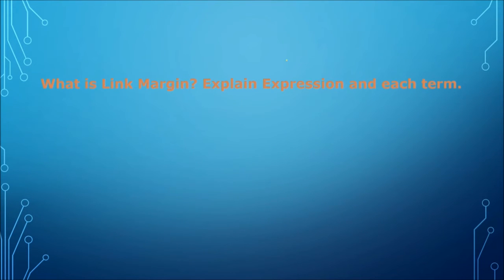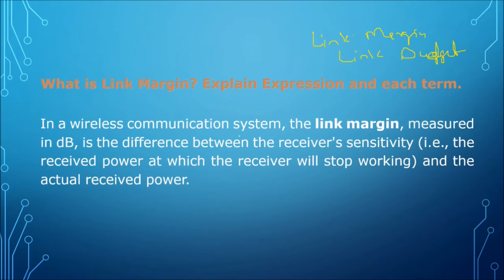What is link margin? Explain the expression and each term. Link margin is closely related to link budget, as they are often talked about together. In a wireless communication system, the link margin, measured in dB, is the difference between the receiver's sensitivity, that is the received power at which the receiver will stop working, and the actual power received.